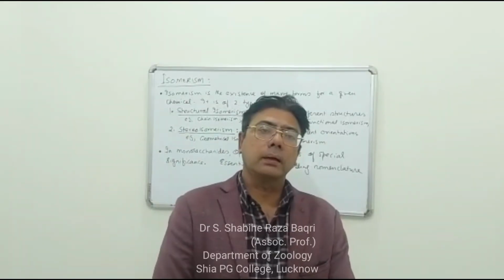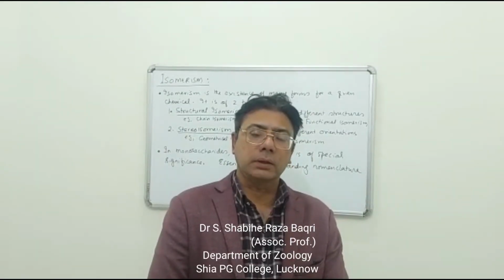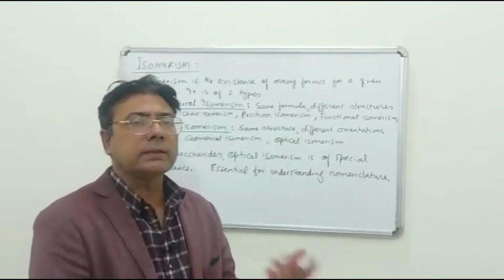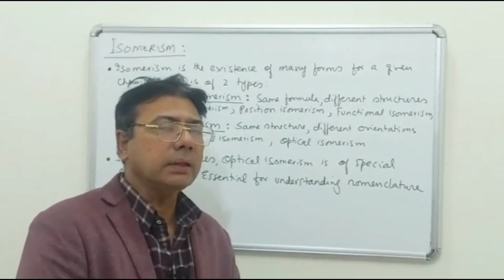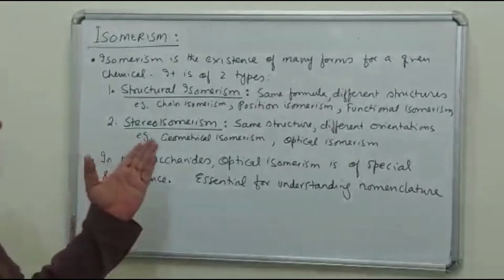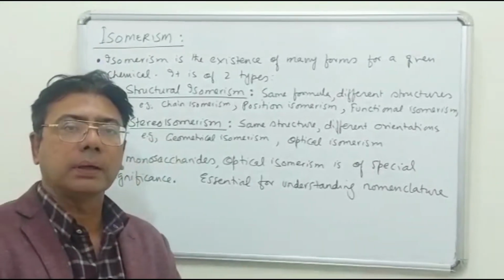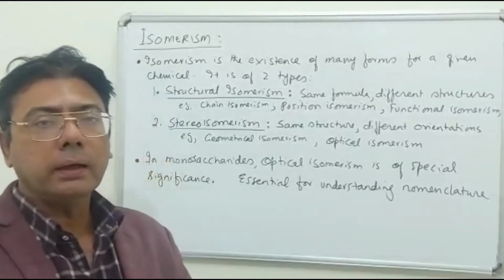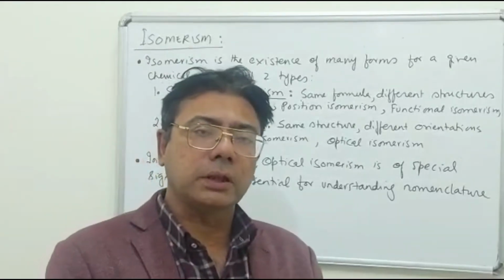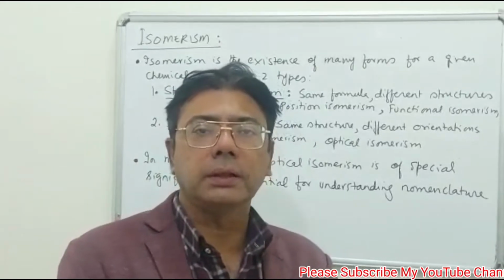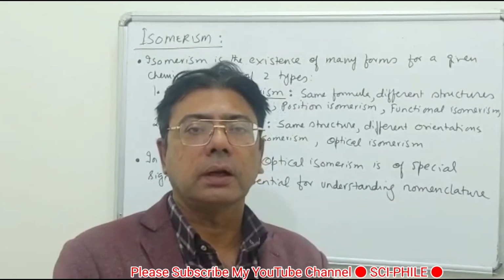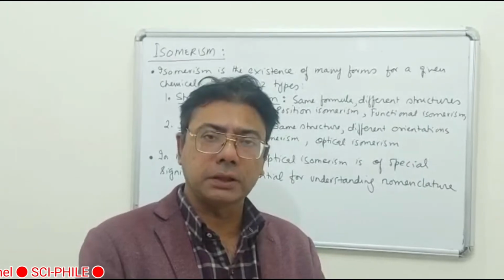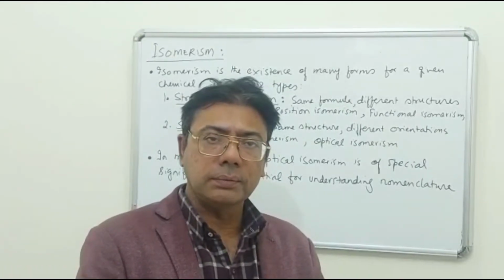Now let us see the phenomenon of optical isomerism in monosaccharides. But before that, I would like to remind you what isomerism is and what its types are that you might have studied in chemistry. As you know, isomerism is the existence of many forms of a chemical with a particular formula. It is broadly classified into 2 types: structural isomerism and stereoisomerism. Structural isomerism arises due to variation in chain length, variation in the position of substituents, or variation of functional groups. Stereoisomerism is due to difference in spatial orientation of a molecule, and this stereoisomerism is of 2 types.